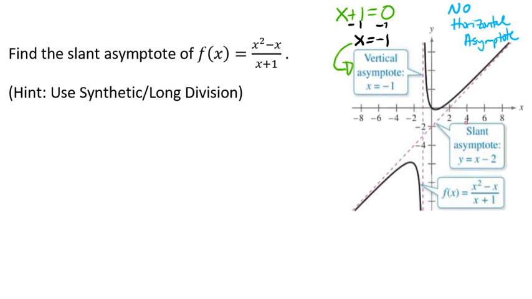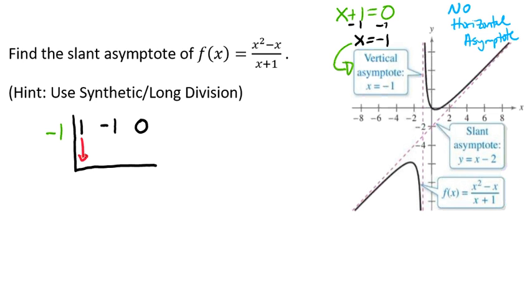We can use either synthetic or long division to get that. We're going to go ahead and use synthetic this time. So we're going to take our numerator, which is 1, -1, and 0, and we're going to divide that by, it's really just our vertical asymptote, because we're supposed to take our denominator and set it equal to 0 and solve, which we already did to find our vertical asymptote. So I'll take that -1.